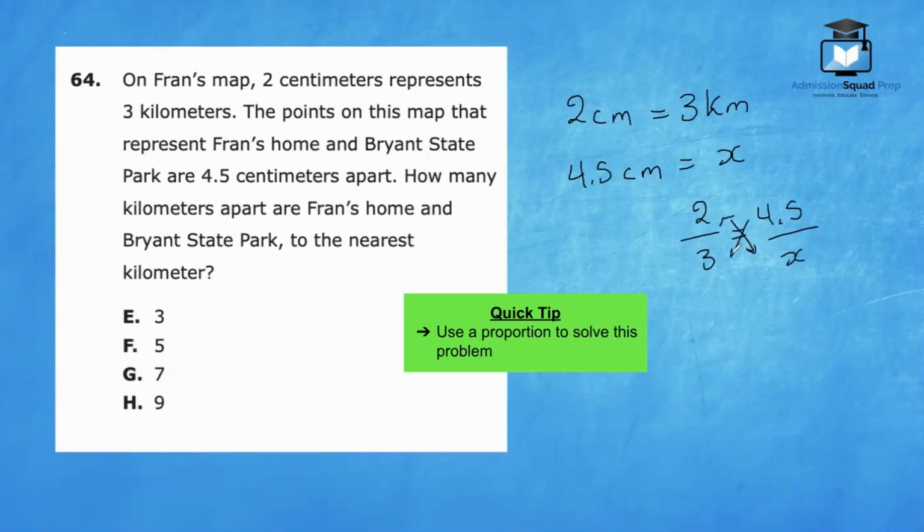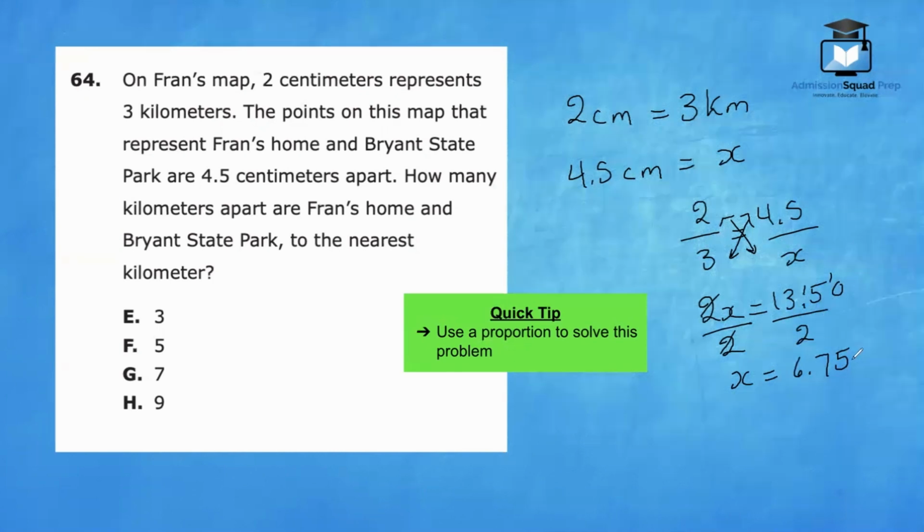Then we will cross multiply. So 2x equals 13.5, and then we will divide both sides by 2. X equals 6.75. Since 13 divided by 2 is 6, we have a remainder of 1. 15 divided by 2 is 7. We have another remainder of 1. We're going to add a 0 here. 10 divided by 2 is 5.